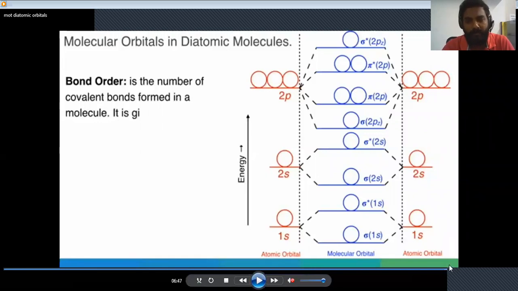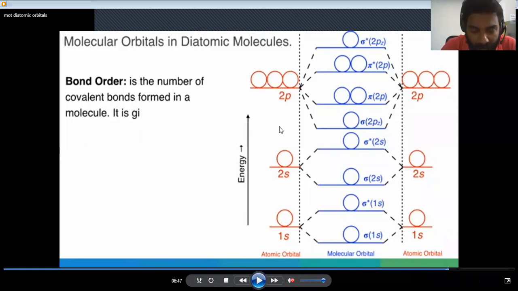Suppose the bond order is 1, the molecule has a single bond. If the bond order is 2, the bonds between the atoms are 2. If the bond order is 3, the bonds between two atoms are 3, like this. We should calculate different types of bonds in different molecules, right?